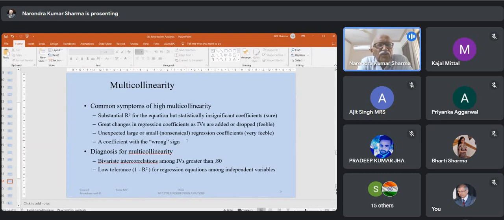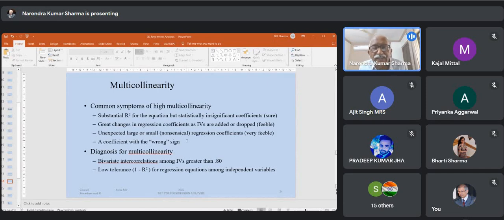Then some diagnosis for multicollinearity should be done. We should check for bivariate intercorrelations. I had been saying it earlier. If it is greater than 0.8 between independent variables, then there are chances of multicollinearity.